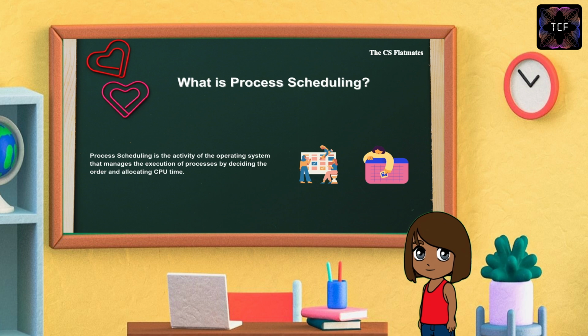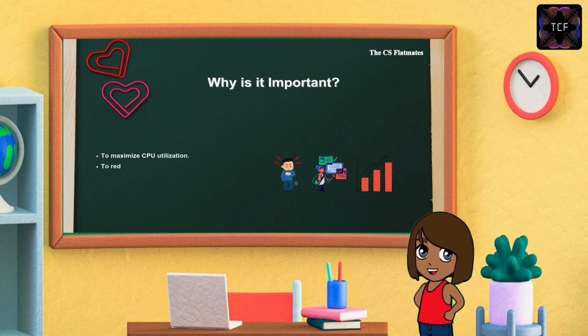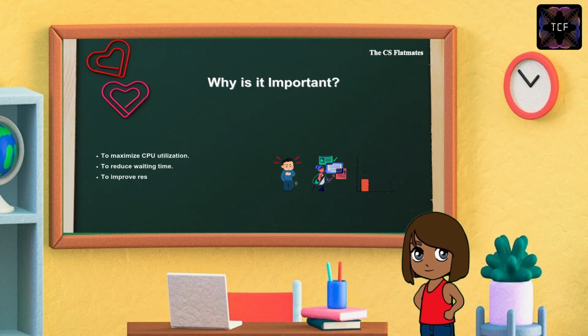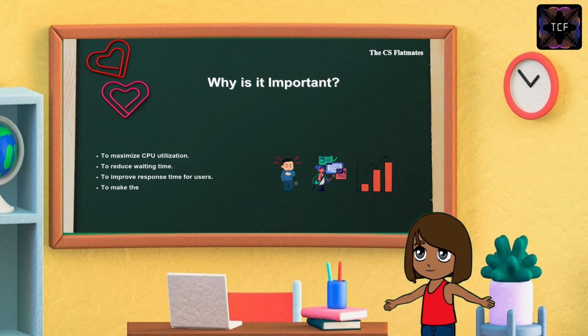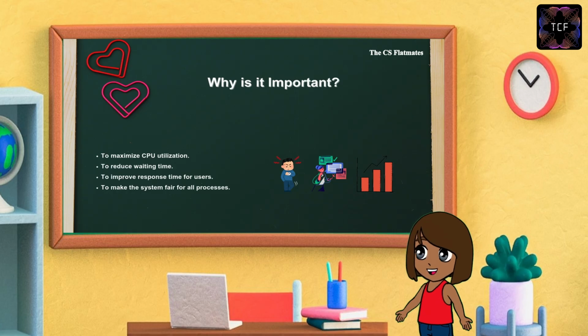Definition: Process scheduling is the activity of the operating system that manages the execution of processes by deciding the order and allocating CPU time. Why is it important? To maximize CPU utilization, to reduce waiting time, to improve response time for users, to make the system fair for all processes. Without scheduling, some processes might starve, never get a chance, while others hog the CPU forever.